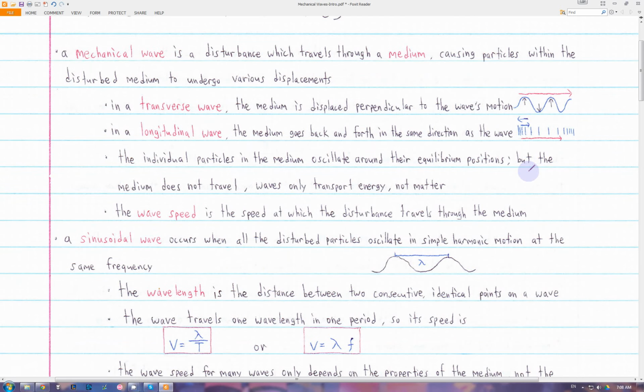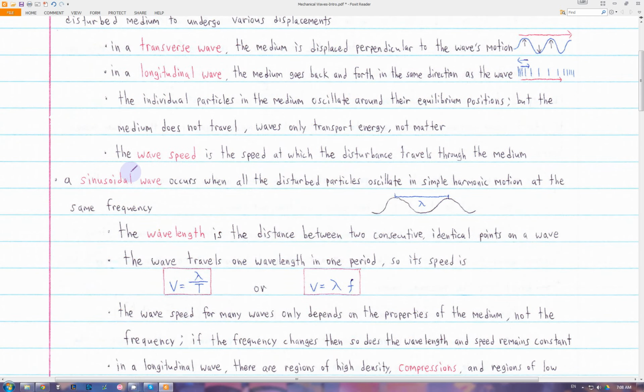And so we're mainly going to be looking at sinusoidal waves, which are the simplest type of wave, where all the disturbed particles are oscillating with simple harmonic motion at the same frequency. So instead of just one thing, say an object on a spring undergoing simple harmonic motion, we have many particles undergoing the same harmonic motion at the same time.